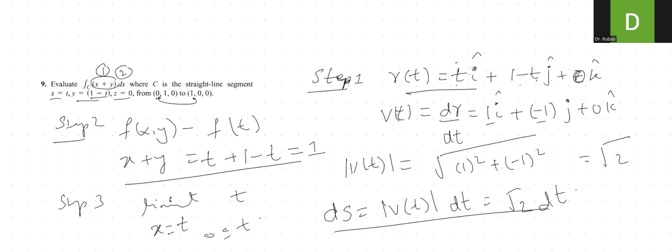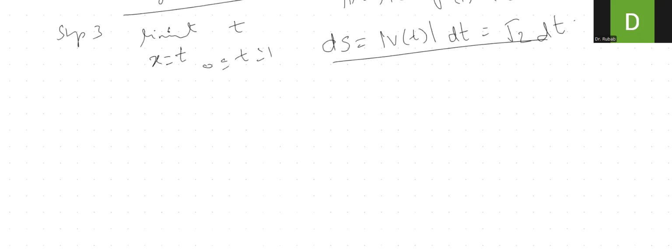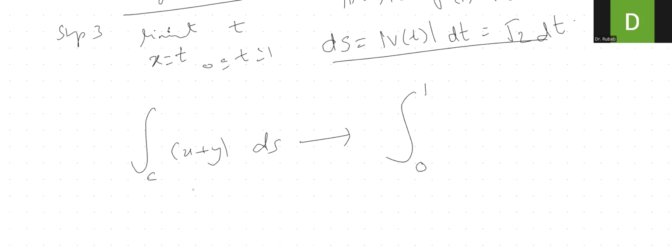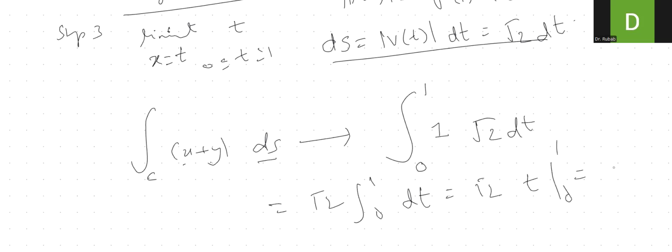Now I use the three steps to evaluate the integral. The integral is x plus y ds over C. C is converted to limits 0 to 1, x plus y is converted to 1, and ds is converted to root 2 dt. Now you integrate it. The answer is t from 0 to 1, which is root 2.